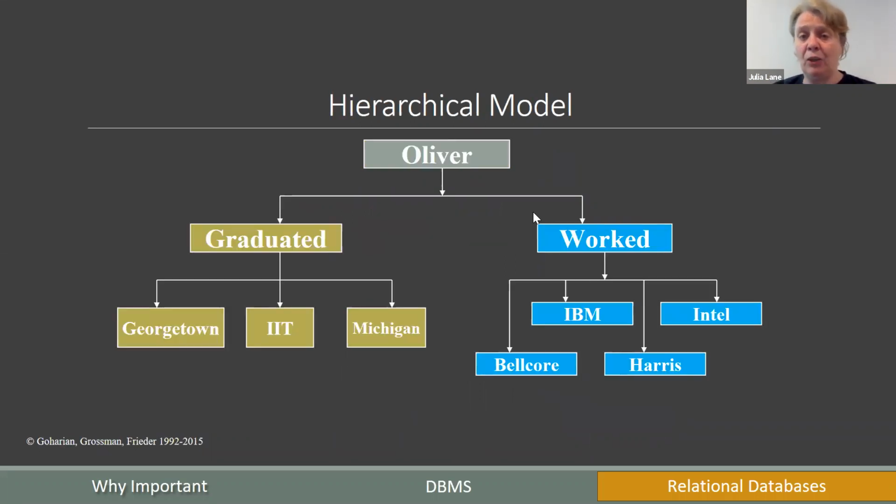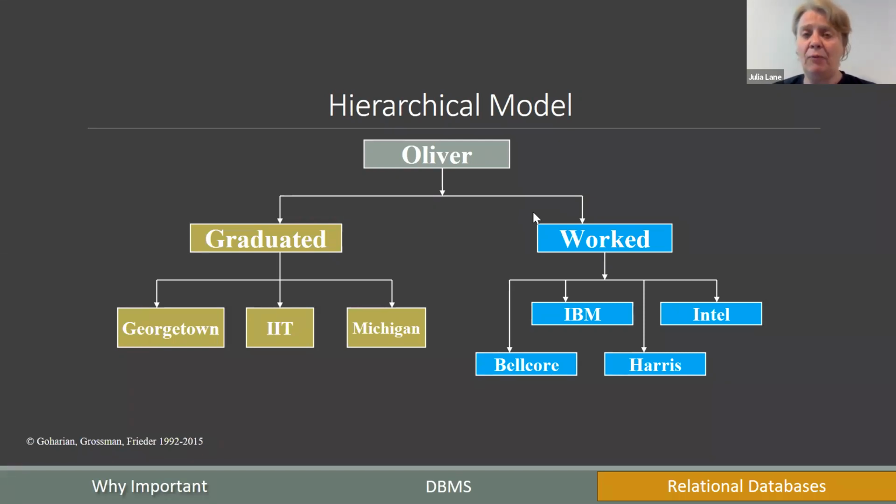In a hierarchical model, you've got Oliver at the center, and then you've got information about where Oliver graduated and where he worked, and then the places within where he worked and where he graduated.